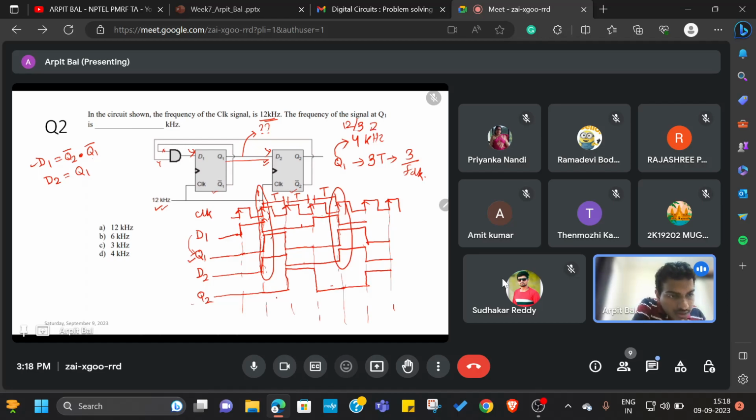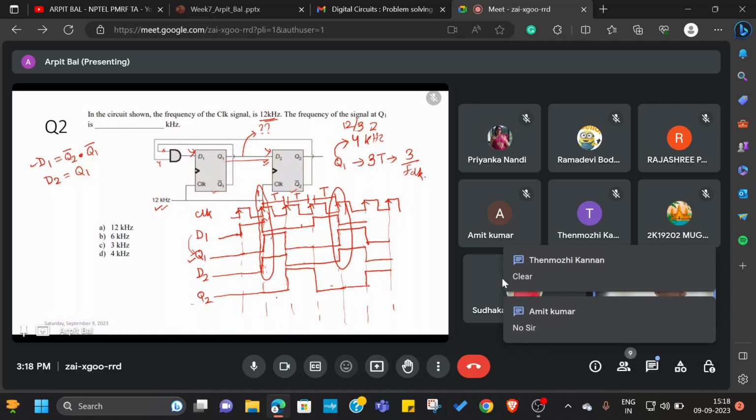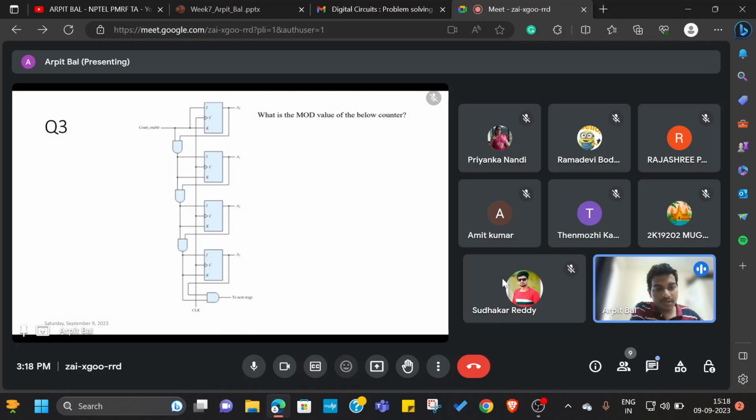Does anyone have any doubt in this question? Or is it clear? Clear. Okay, great. Then we can move to the next question. Amit, do you have a doubt?